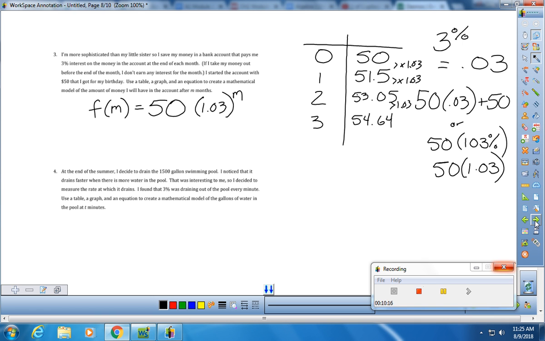Okay, back to the swimming pool question. I decide to drain the 1,500-gallon swimming pool. You notice that it drains faster when there's more water in the pool. It's interesting to me, so I decided to measure the rate that it drains. This is a calculus question. I found that 3% was draining out of the pool every minute. Use a table, a graph, and an equation to create the mathematical model of gallons of water after T minutes.